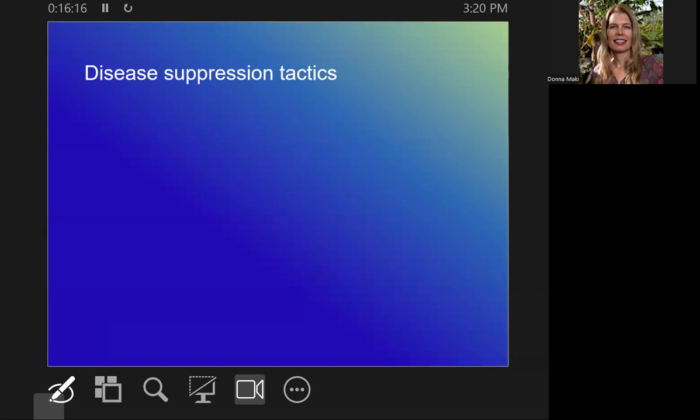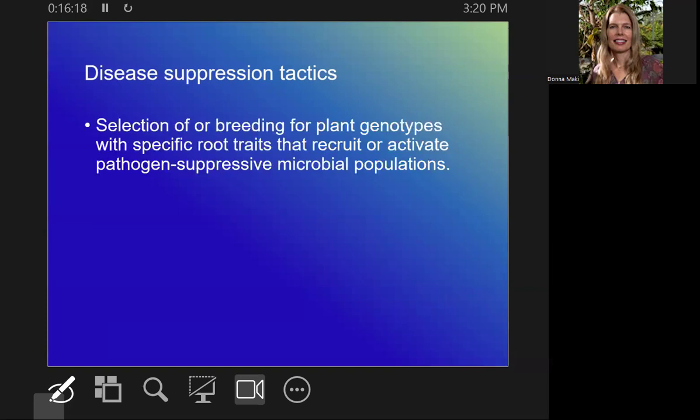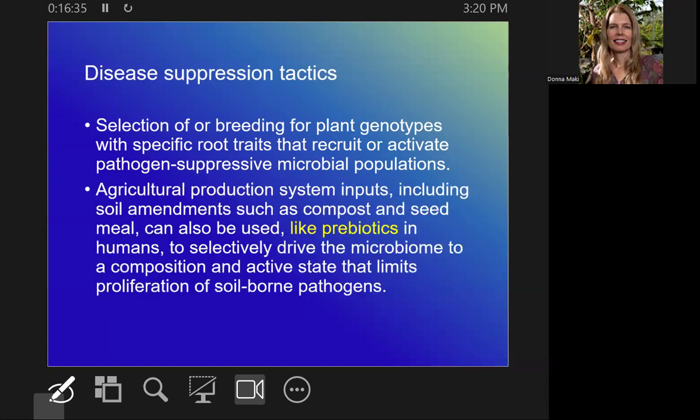Another idea, in this integrated pest management approach, is breeding: taking your plants and breeding them for genotypes that are really good at either recruiting good microbes, or that are themselves better able to defend against the pathogens.